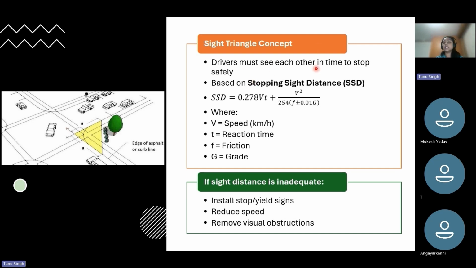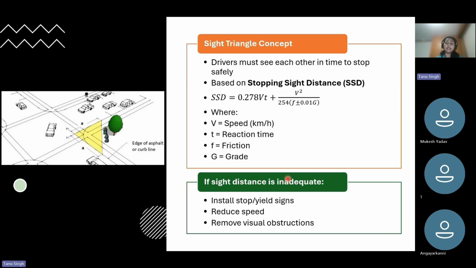Drivers must see each other in time to stop safely. This is mainly based upon the stopping sight distance, which is calculated using the formula 0.278 Vt plus V squared divided by 254 times (f plus 0.01 G), where V is the speed of the vehicle, t is the reaction time, the time required by the driver to react or to apply the brakes, f is the friction of the road, and G is the grade.